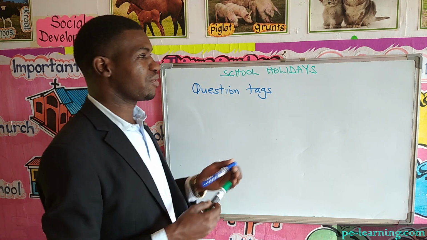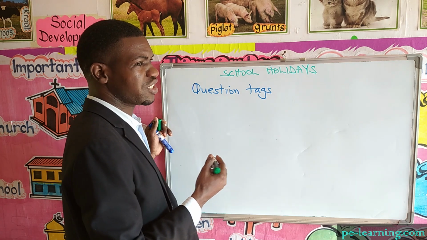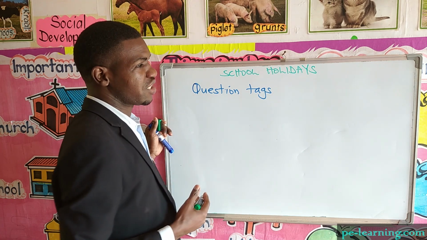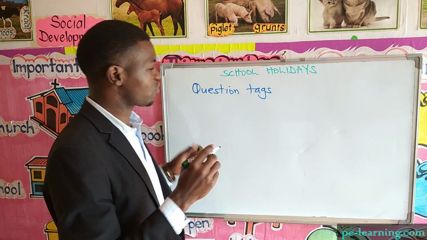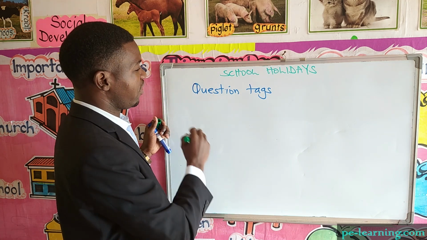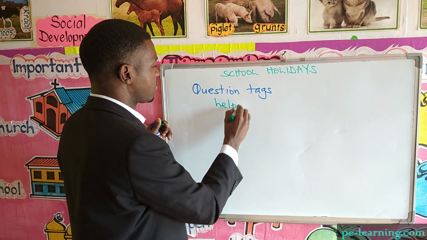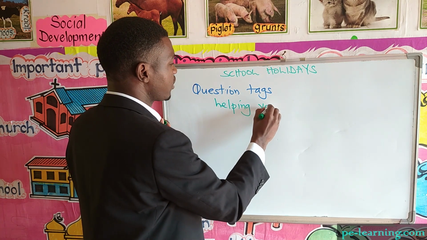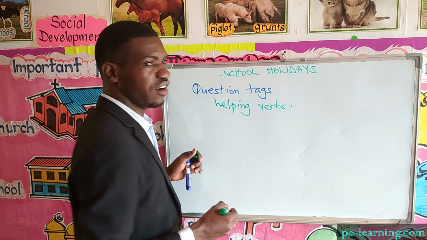Now, let's go deep, and first of all, revise the details of question tags. When you're writing question tags, what do you have to base on? There are two things that we have to base on. The first one are the helping verbs. The helping verbs.